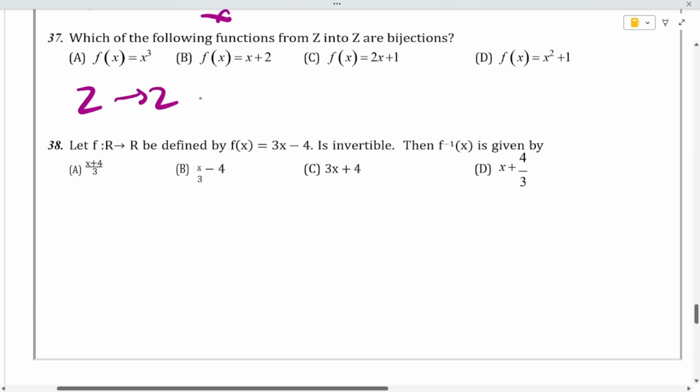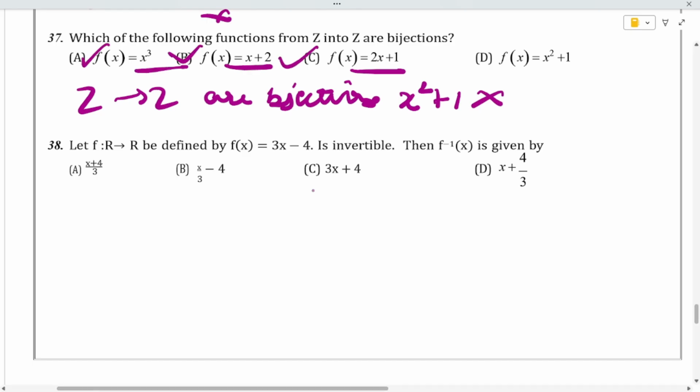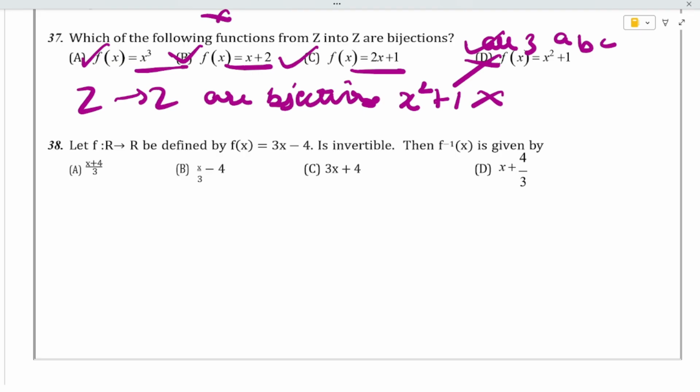37th. Z to Z, they have given the relation. What are the bijections that we have to see? See, for the bijections, you can say that x square plus 1, except this, all can be there. The answer is option A, B, C. If they give the answer as all three, that is A, B, C, this will be the answer. And if they give D, it is not the answer, except that all are there.